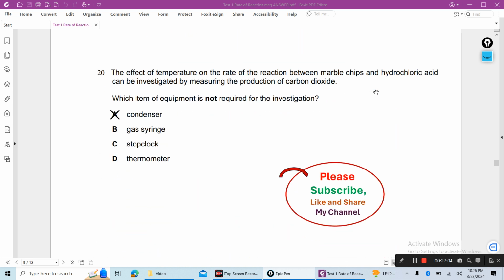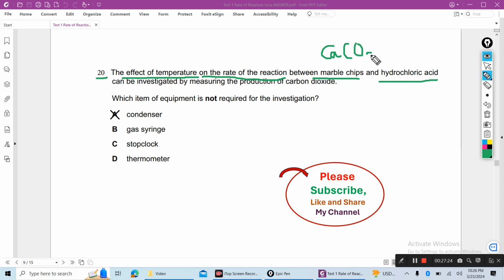Now next, the effect of temperature on the rate of reaction between marble chips and hydrochloric acid. Marble chips means calcium carbonate. Any carbonate compound reacts with acid to produce salt plus carbon dioxide plus water. The effect of temperature on the rate can be investigated by measuring the volume of carbon dioxide produced. So which item of equipment is not required for this investigation?